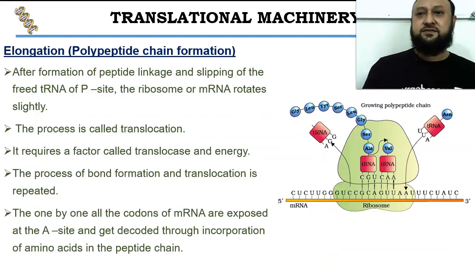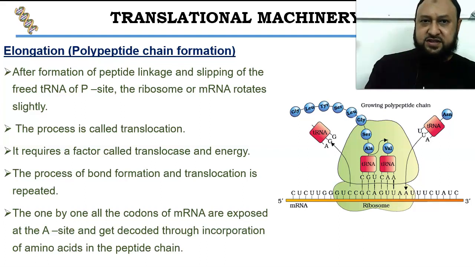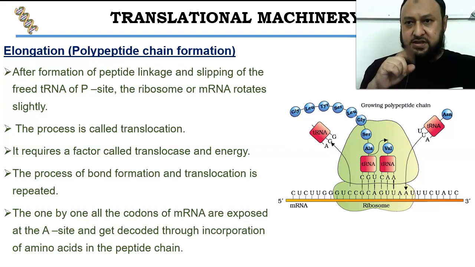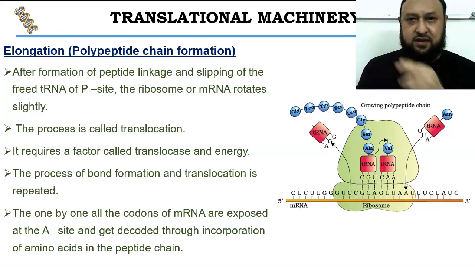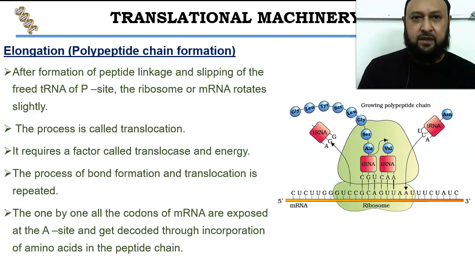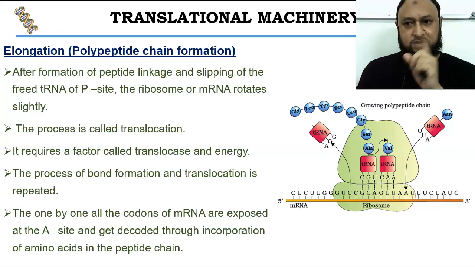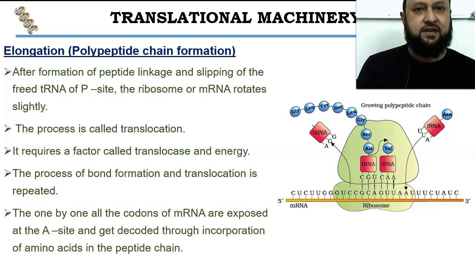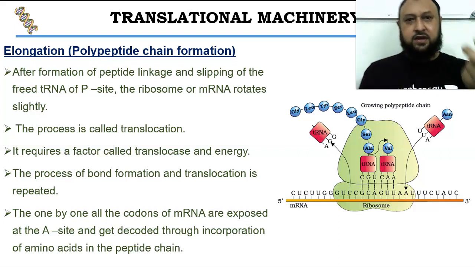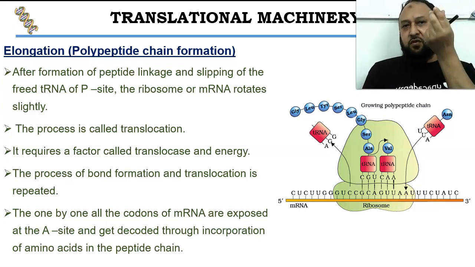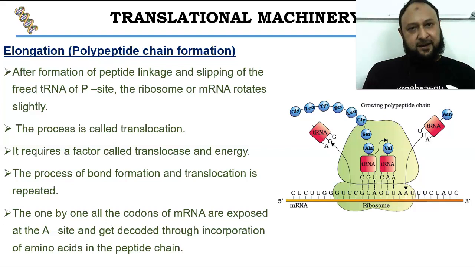Now elongation: when the polypeptide chain is being formed, the chain is elongating. After formation of the peptide linkage and slipping of the free tRNA from the P site, the ribosome or mRNA rotates slightly, and the process is called translocation. It requires a factor called translocase and energy. Translocase is another enzyme that is responsible for rotation of the ribosome or mRNA.